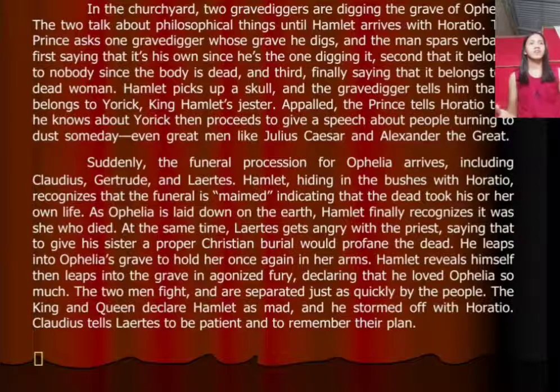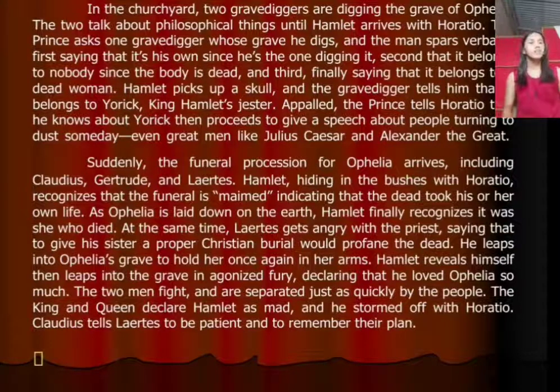Hamlet picks up a skull, and the gravedigger tells him that it belongs to Yorick, who was King Hamlet's jester. Appalled, the prince tells Horatio that he knew Yorick, then proceeds to give a speech about people turning to dust someday, even great men like Julius Caesar and Alexander the Great.